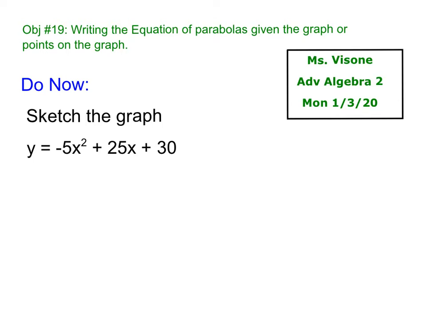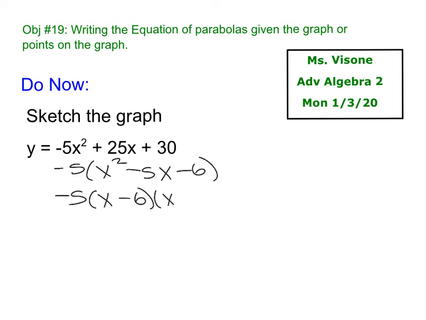So that 5 is a GCF, so I'm gonna pull it out. So negative 5 times x squared minus 5x minus 6, so that is factorable. x minus 6, x plus 1. So I know my roots are 6 and negative 1.